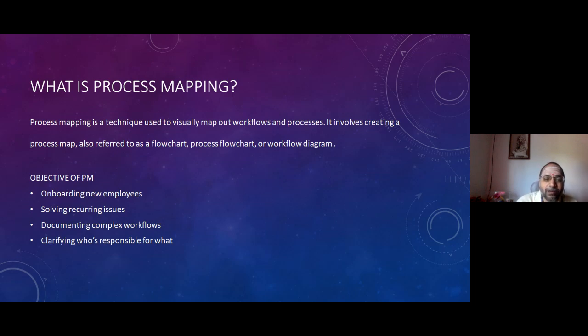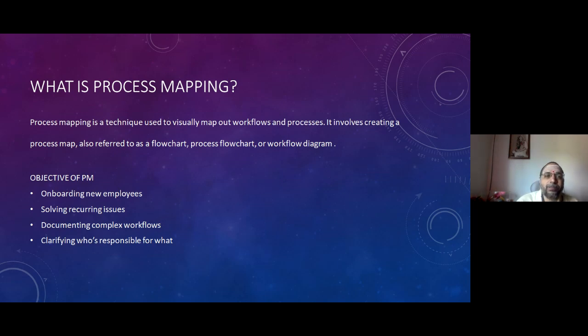So one of the purposes is onboarding of new employees, solving recurring issues. After all, if you are able to map what the process is and where the issues crop up, then it becomes easier to solve. Documenting complex workflows. Increasingly, shop floors are becoming more complex given the increase in the variety of products demanded by customers. So complexity is something which you cannot do away with, right? And giving clarity on responsibility. Who's responsible for what, right?